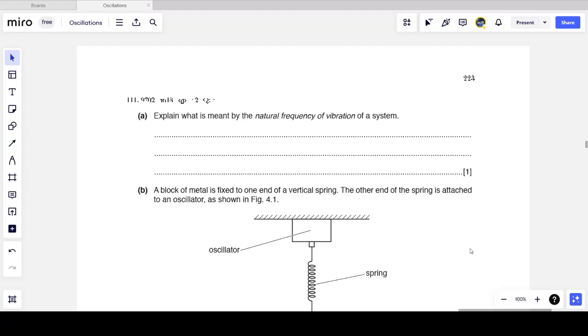The next question is question 111. It's 9702, not 9720. It's the subject code for A-level physics. And this comes from the March 2018 exam, question paper 4, variant 2, and this is question number 4 from this paper. And this question starts off by saying, explain what is meant by the natural frequency of vibration of a system.